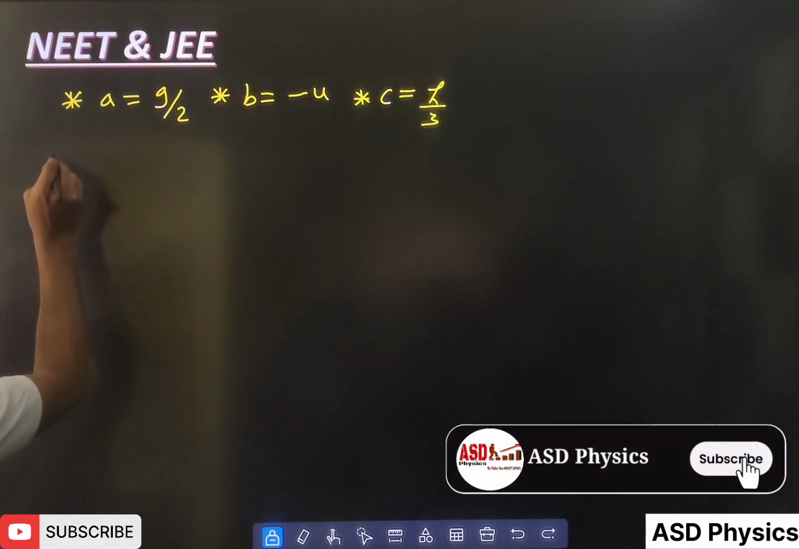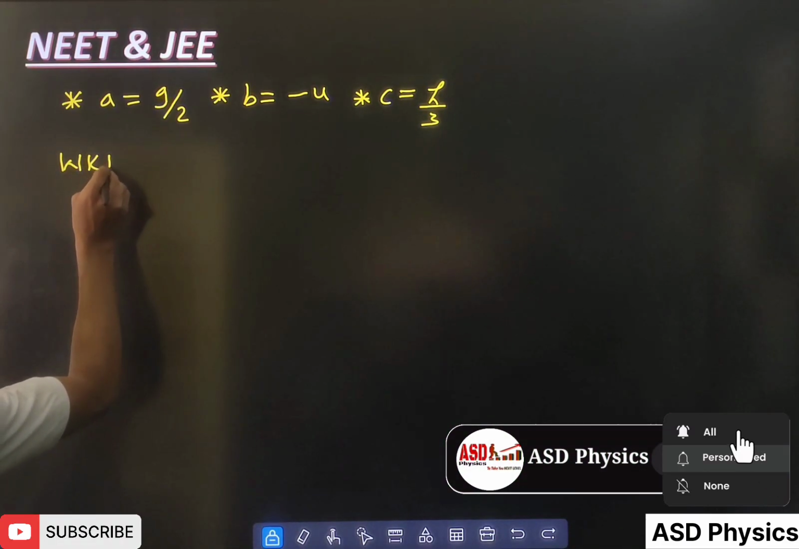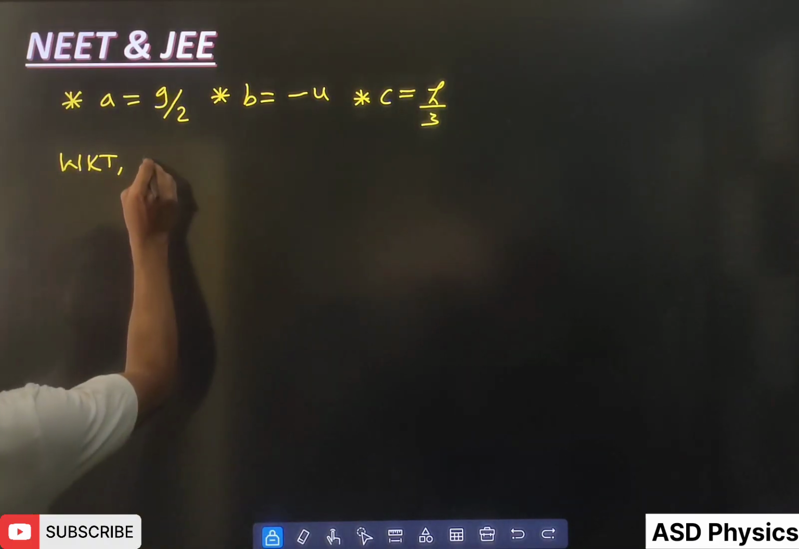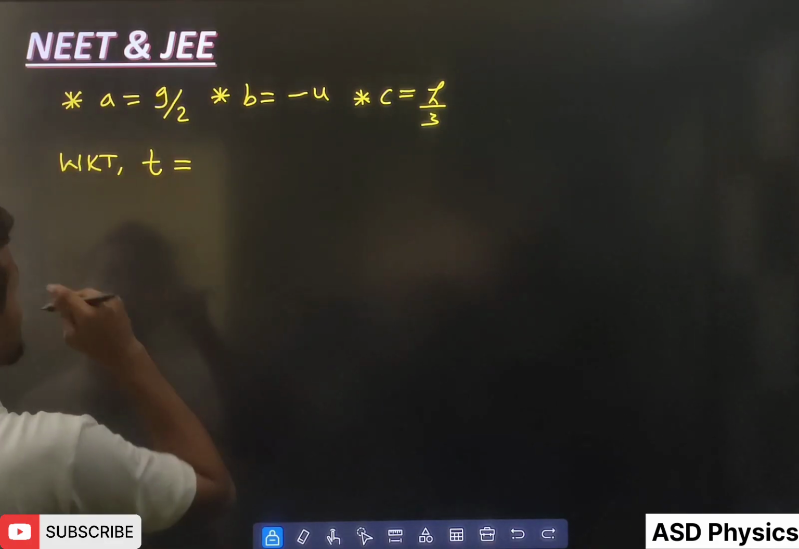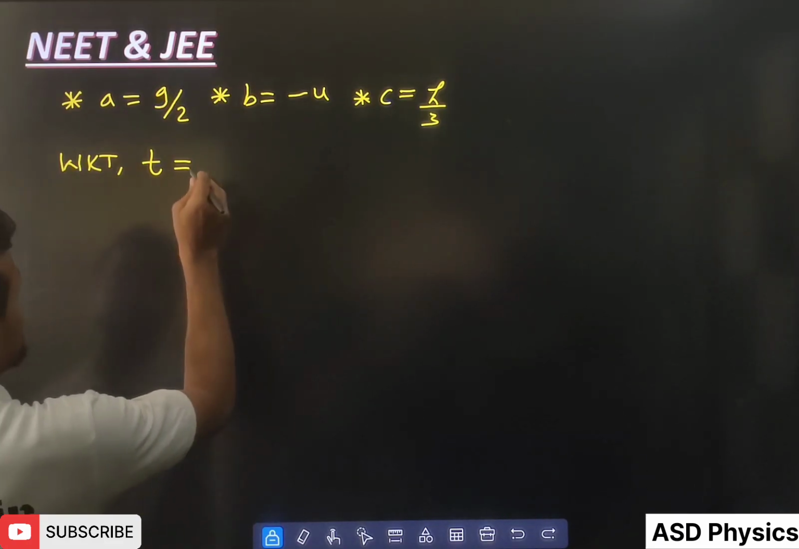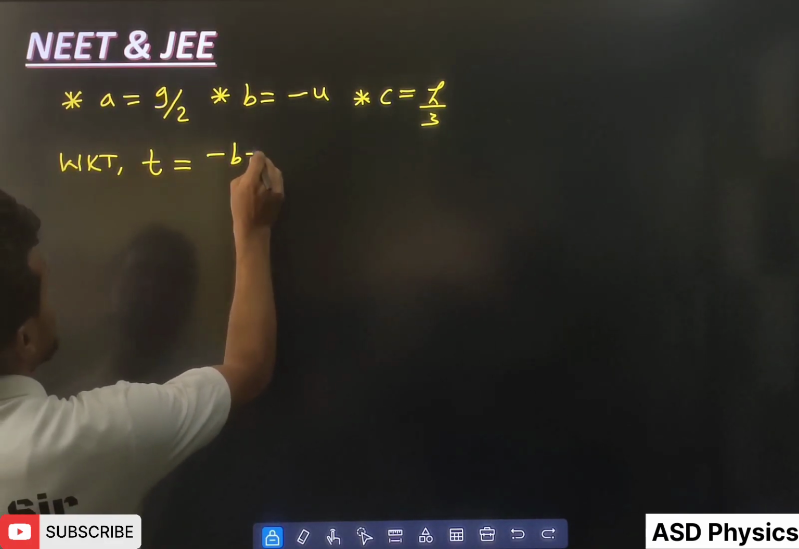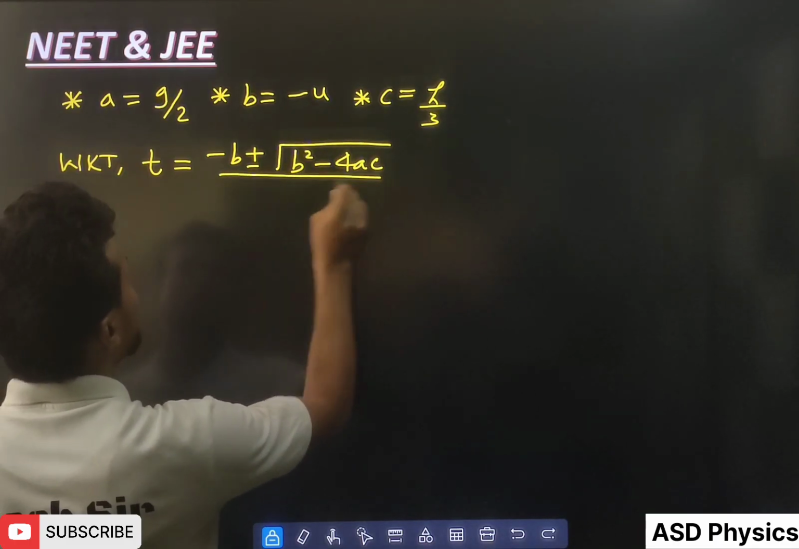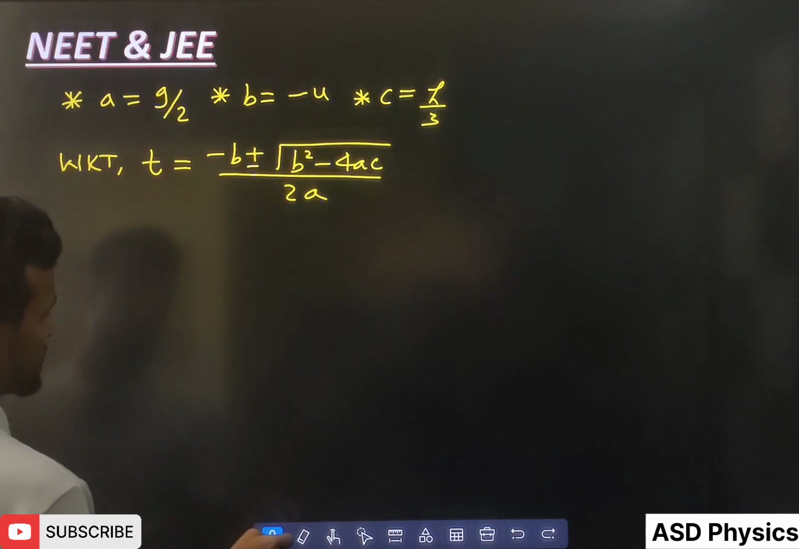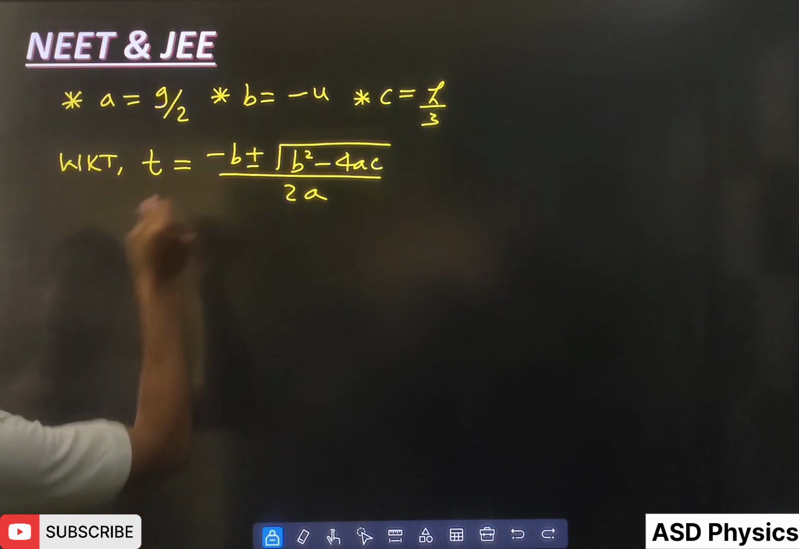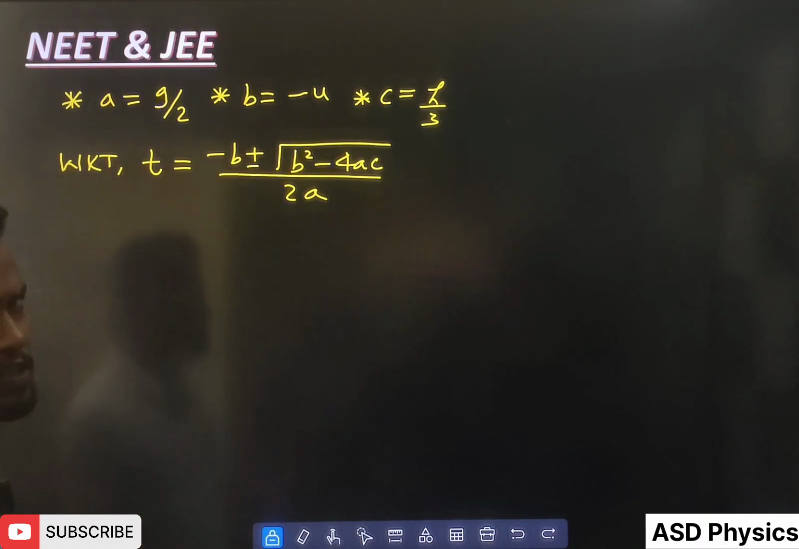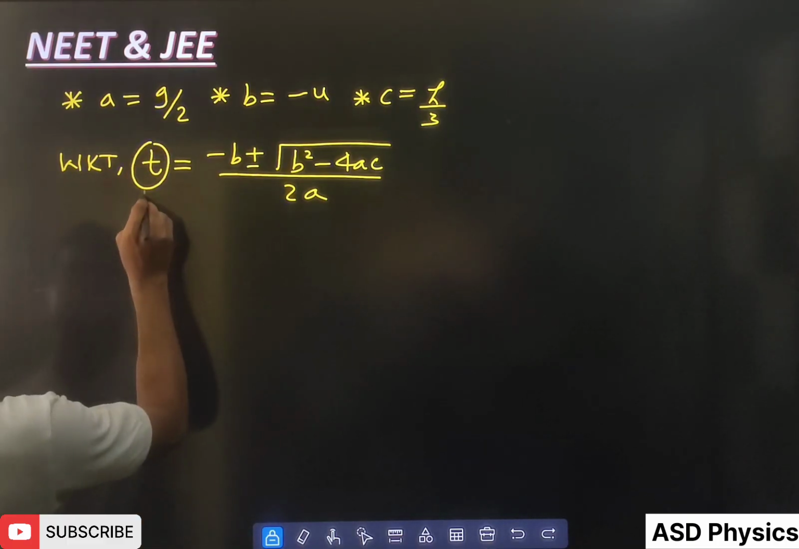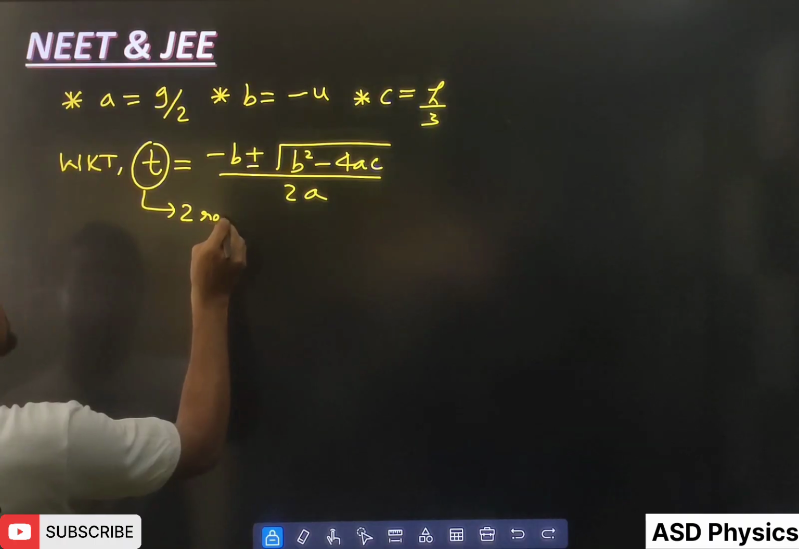Now we know very well the roots of this equation. There will be two roots, t1 and t2, where t equal to minus b plus minus square root of b square minus 4ac, by 2a. This is called the Shridharacharya method in Hindi. So how many roots will be there? You will get two roots. When you take the plus sign you get one root, and when you take the minus sign you get the other root. So for this time two possible values are there.